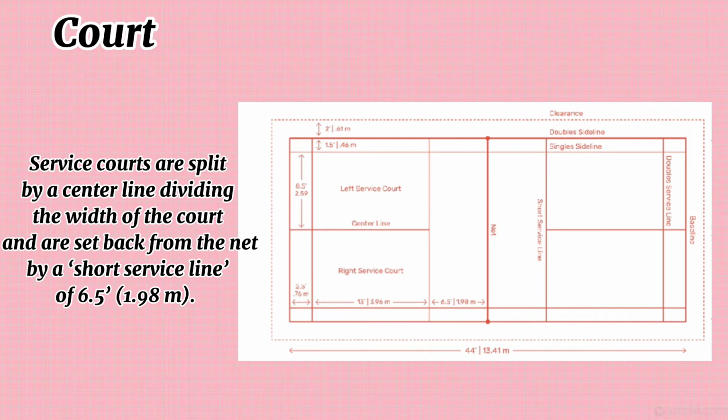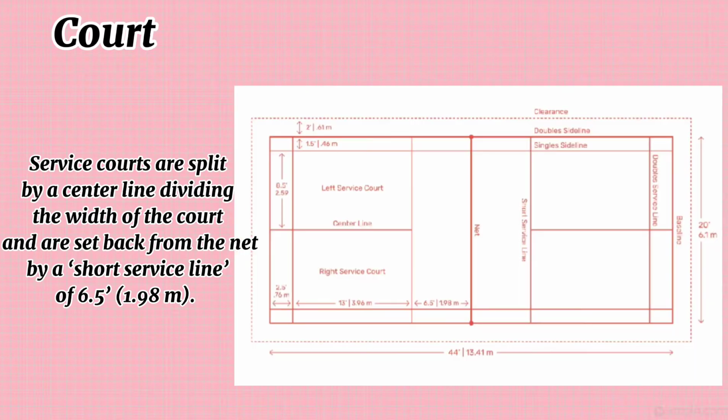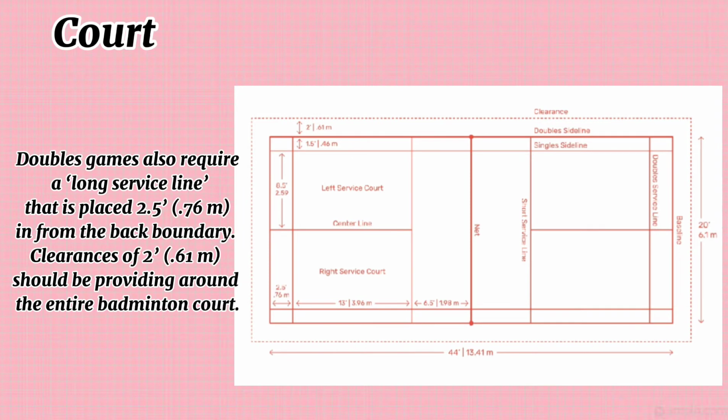Service courts are split by a center line dividing the width of the court and are set back from the net by a short service line of 6.5 feet or 1.9 meters. All games also require a long service line that is placed 2.5 feet, 0.76 meters in from the back boundary. Clearances of 2 feet, 0.61 meters should be provided around the entire badminton court.